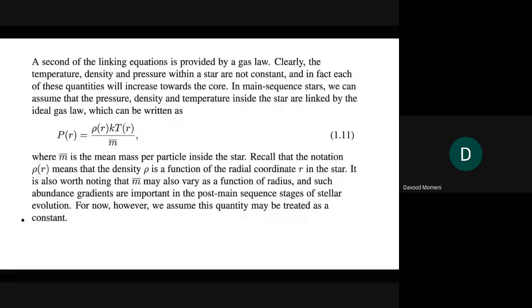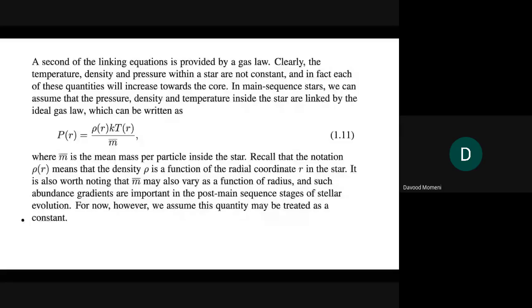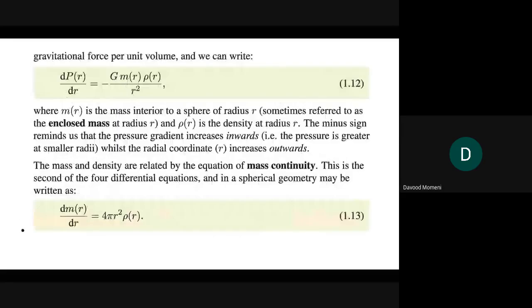First, it looks very easy, but look, you don't have the pressure, you don't have the density, you don't have the temperature, and you don't have how the mass of the star will be averaged, and after averaging, how it will change by radius. You see, the first question is then the gradient of pressure.